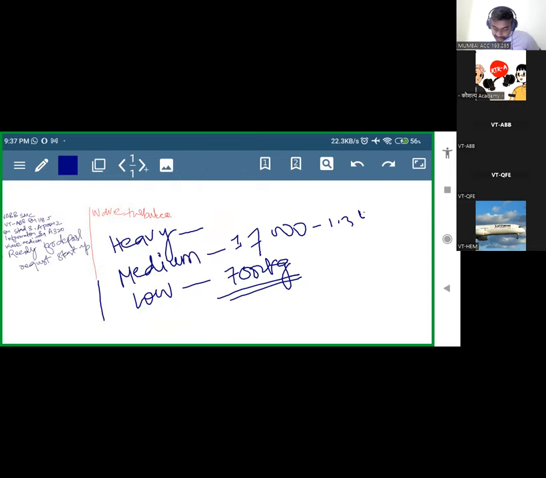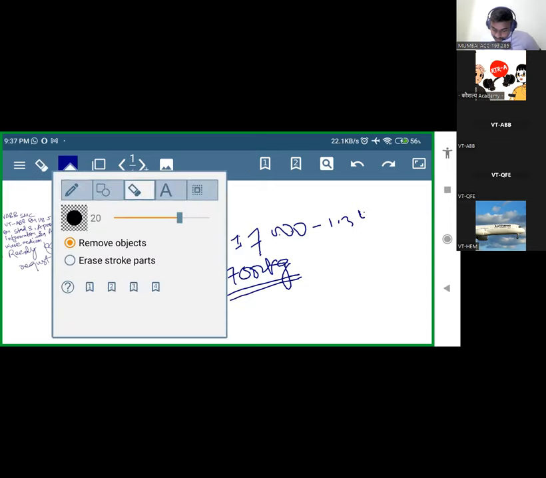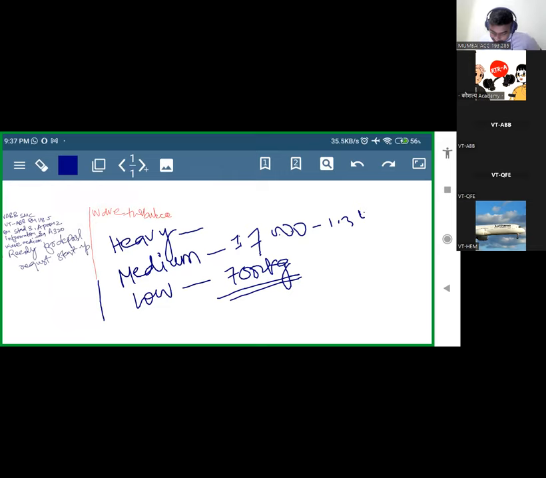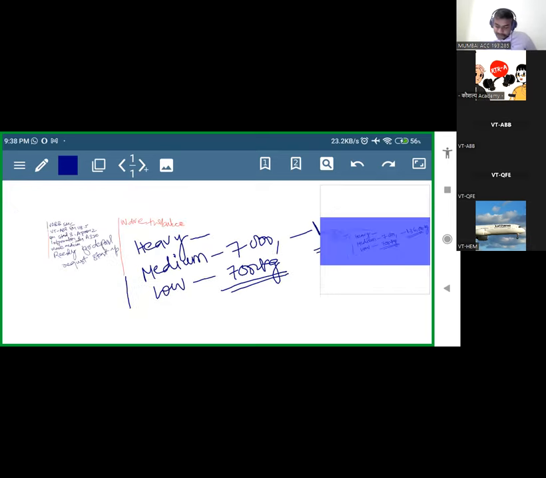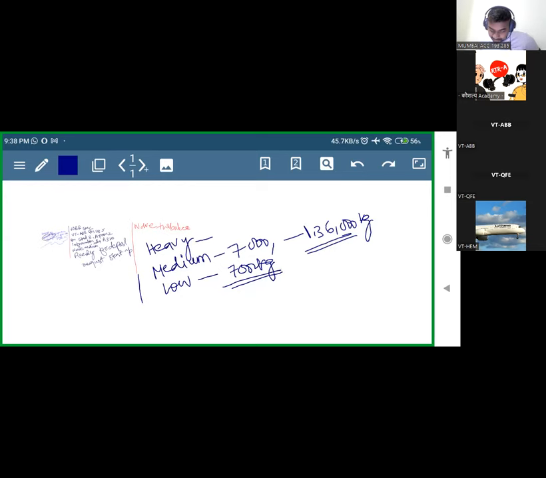Sorry, I think my pen has discharged. If your aircraft is somewhere in between 7000 kg to 1,36,000 kg, you can note this data. This can be asked in part 2 Viva. Then it is going to generate medium turbulence. And if your aircraft is greater than 1,36,000, it is going to generate heavy turbulence.